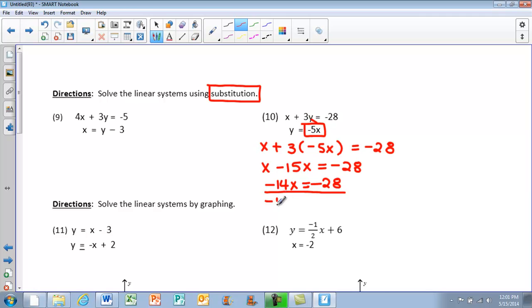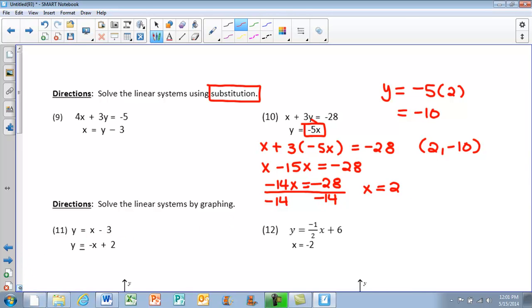Divide both sides by a negative 14, and I get x is equal to 2. Now, I can plug that back into my second equation. y equals negative 5 times 2, and my y is going to be equal to negative 10. So my solution here is (2, negative 10).